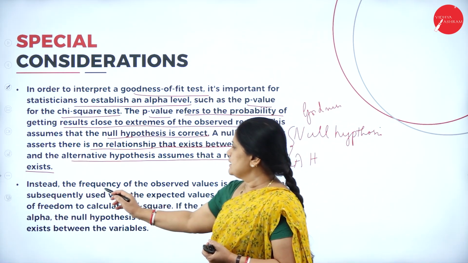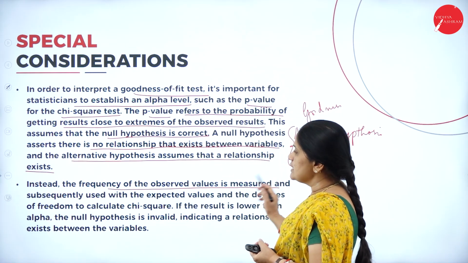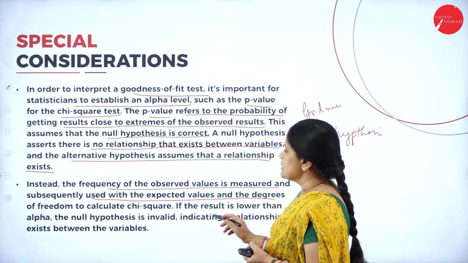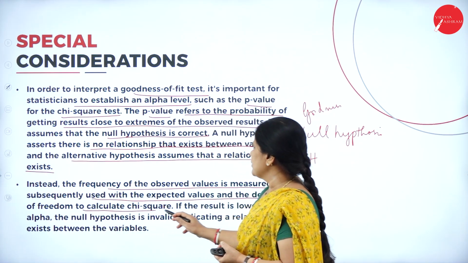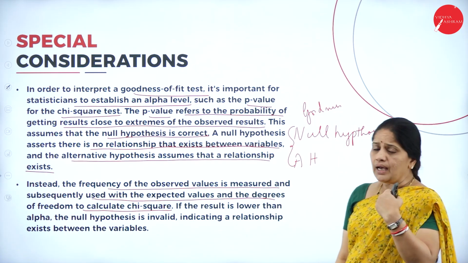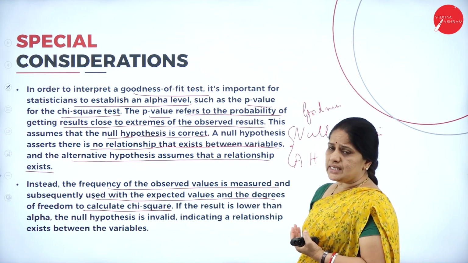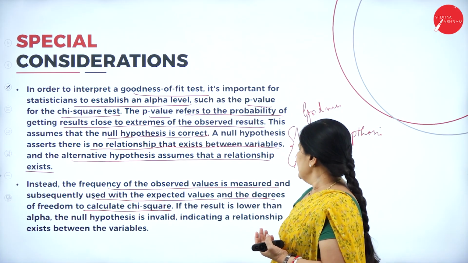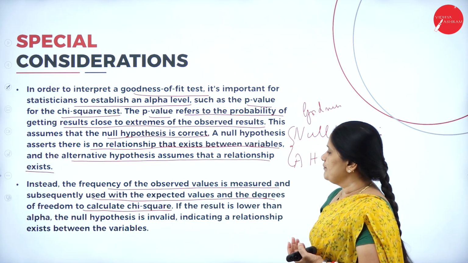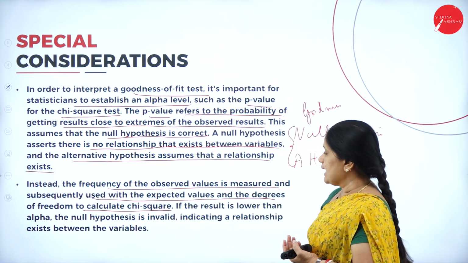Then, the frequency of the observed values is measured and subsequently used with the expected values and the degree of freedom to calculate the chi-square test. So, the observed values with the highest frequency will be considered, measured, and used with the expected values and the degree of freedom to calculate the chi-square.